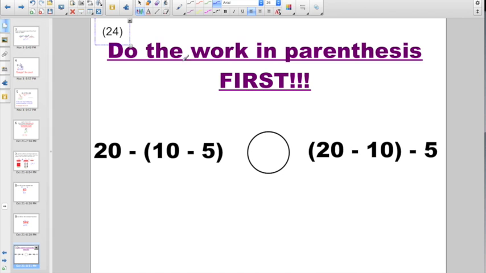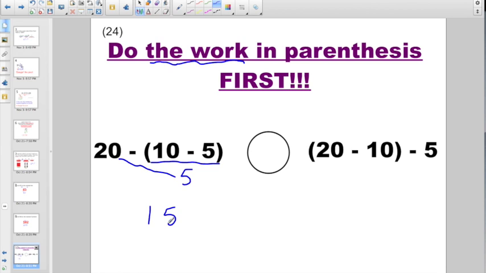Remember this one, do the work in parentheses first, and the key word here is do the work. Just don't say, oh, they're the same digits, because do you really have a handle on that associative property that well? I'm not sure if everybody in the room does. Do the work in parentheses first. 10 minus 5 is 5. So now you got to think about 20 minus 5, and that's 15.